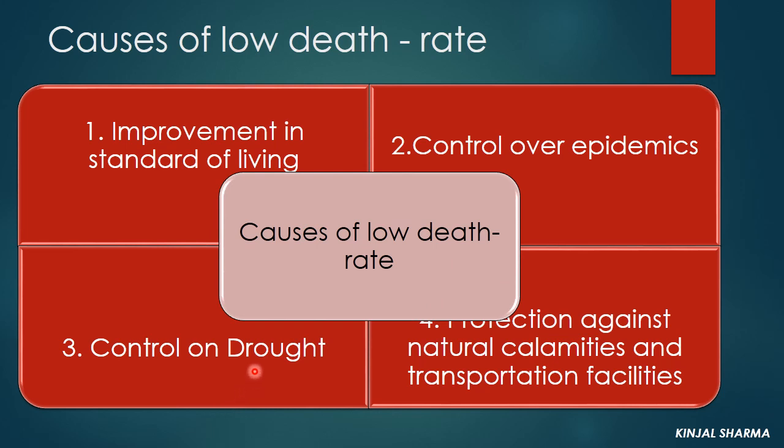Control on drought. So agriculture will be abundant. Otherwise, if drought is there, if you have not managed it properly, then there will be scarcity of food, even we can say, in certain areas. And last one is protection against natural calamities like tsunami, floods, etc. Let us study in detail. Like first one, improvement in standard of living.